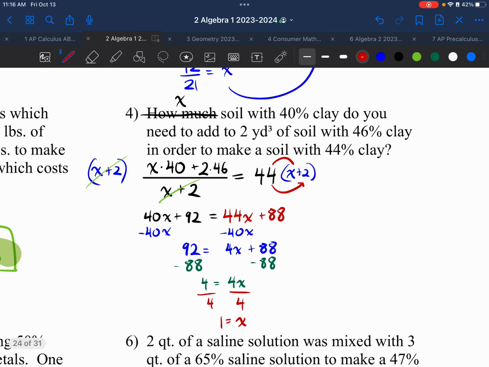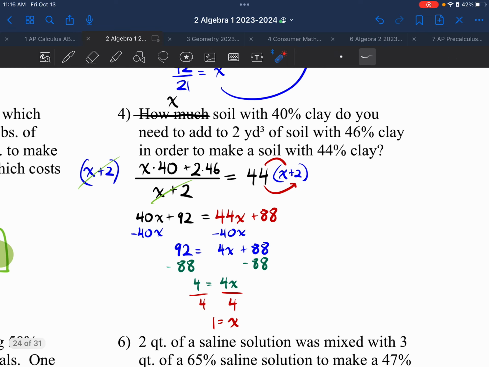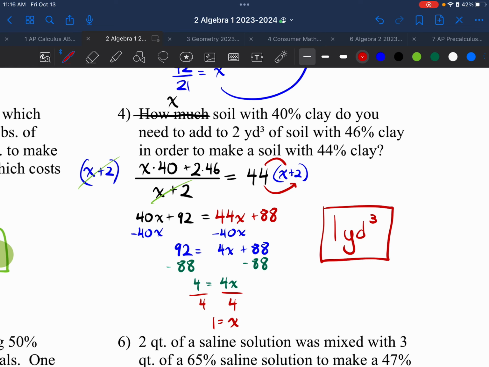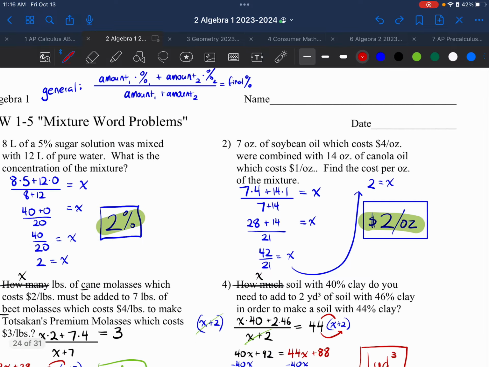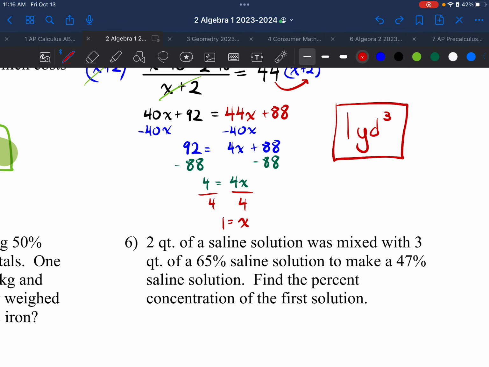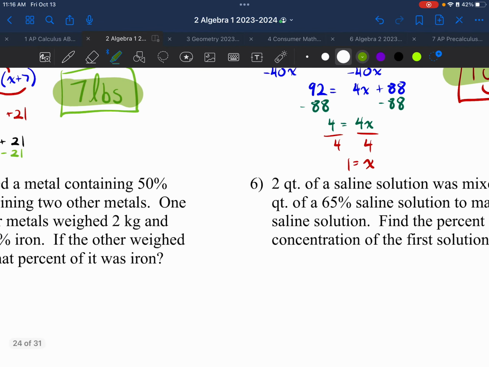So interpret the question. What were we trying to find? We're trying to find an amount of soil. Amounts are in cubic yards, or you can say that this is yards cubed, but usually people say cubic yards. So we have 1 cubic yard. Let's go ahead and check our answer. 1 cubic yard. All right, so we got that one correct. We're going to highlight that one in green.